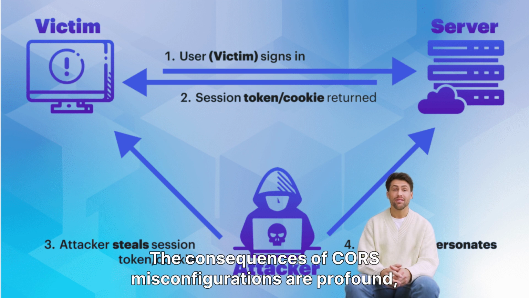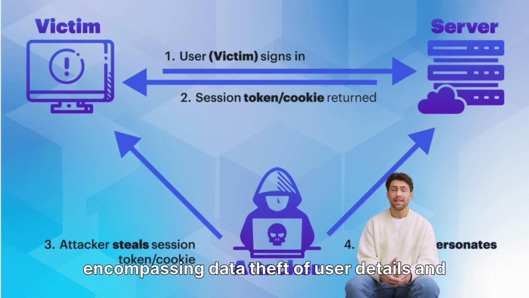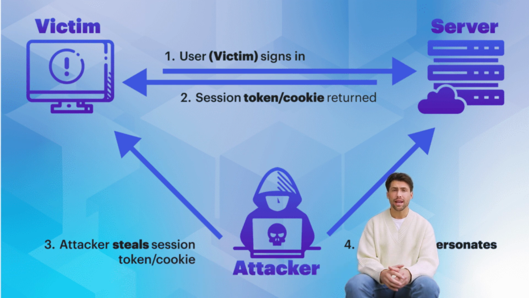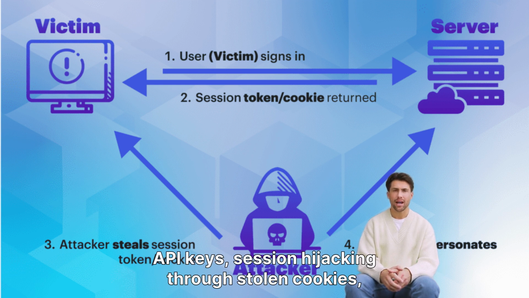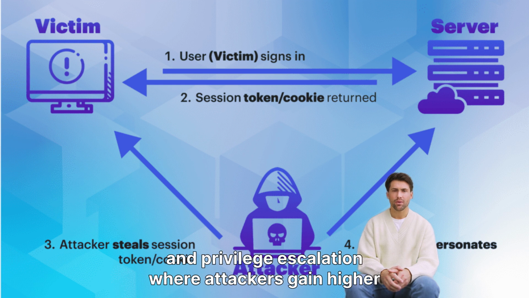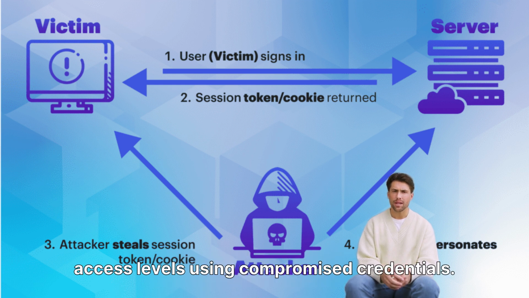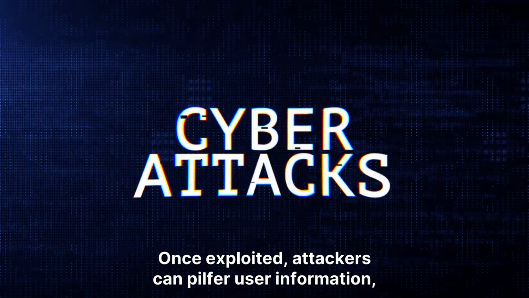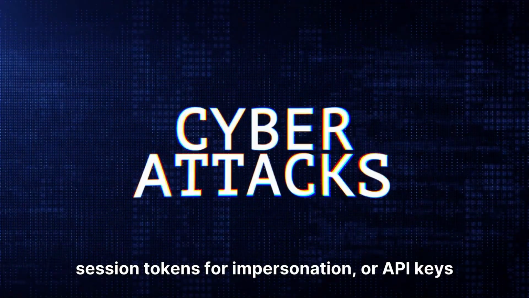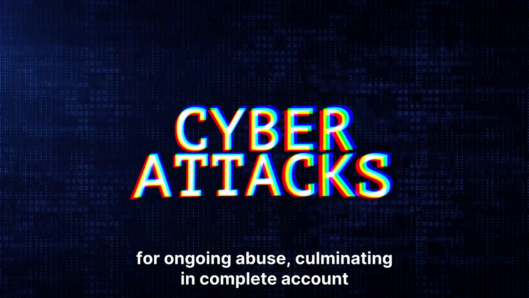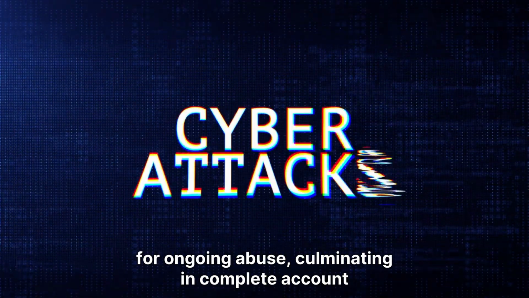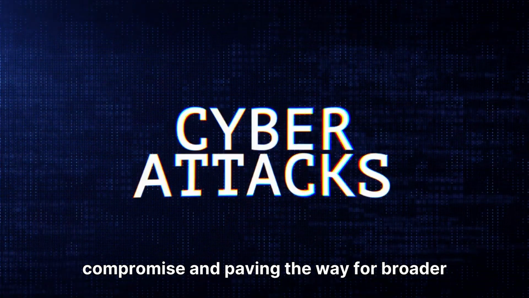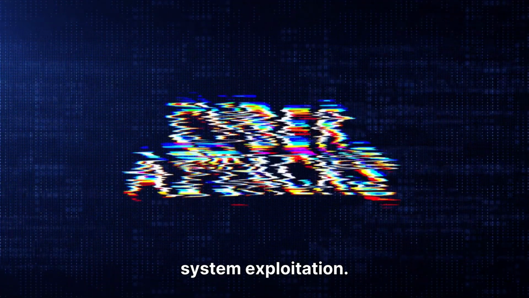The consequences of CORS misconfigurations are profound, encompassing data theft of user details and API keys, session hijacking through stolen cookies, and privilege escalation where attackers gain higher access levels using compromised credentials. Once exploited, attackers can pilfer user information, session tokens for impersonation, or API keys for ongoing abuse, culminating in complete account compromise and paving the way for broader system exploitation.